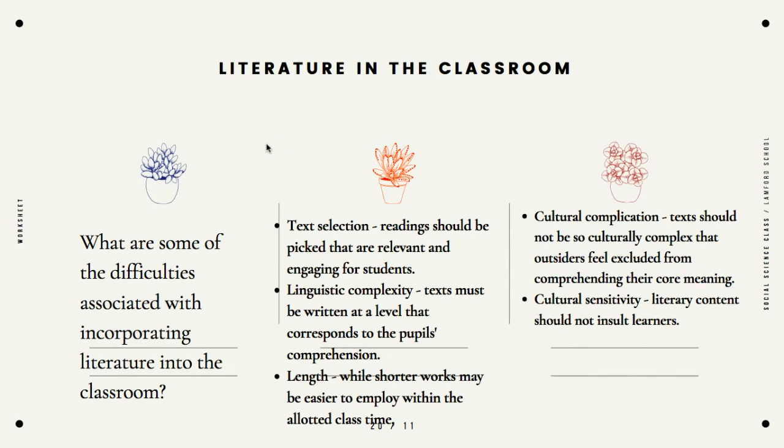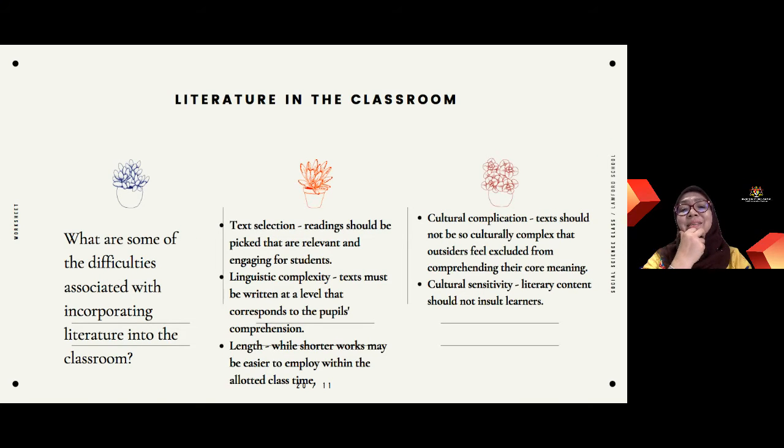Right, so we have literature in the classroom. What are some difficulties associated with incorporating literature in the classroom? Text selection. Reading should be picked that are relevant and engaging. Previously, selection of texts was made by a group of people with the general public in mind, texts that may not appeal to all, but 80% will like, perhaps related to the themes that they think teenagers like. So these are the basis for text selection.